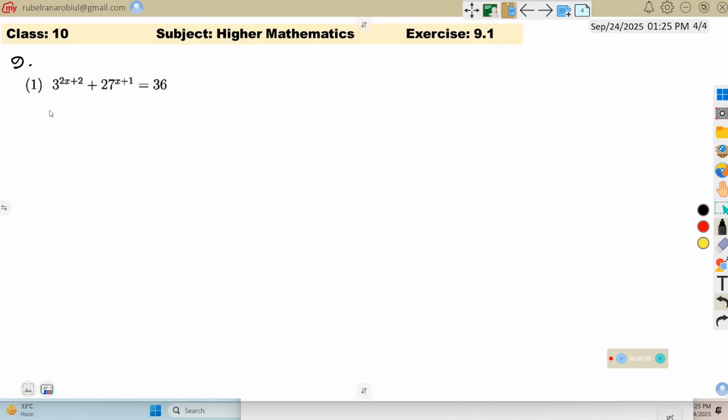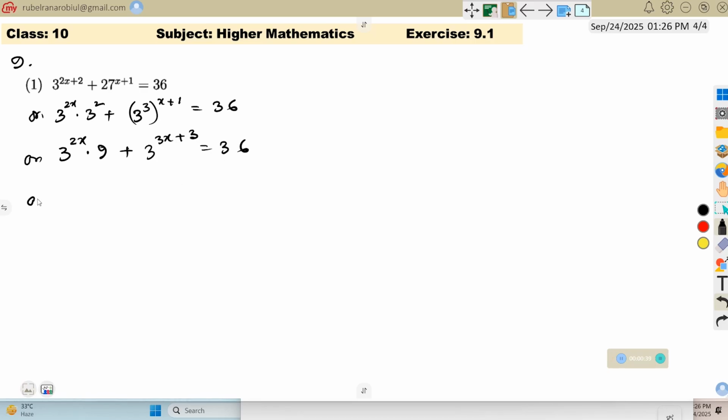Here we can write this exponent this way, multiply 3 square. Also here we can write 27 as a power of 3, that is 3 cube, and its power is x plus 1, and the right side is 36. Or we can write it as 3 to the power 2x into 9. Here it is a power of a power, so we will do multiplication: 3 to the power 3x plus 3 equals 36.